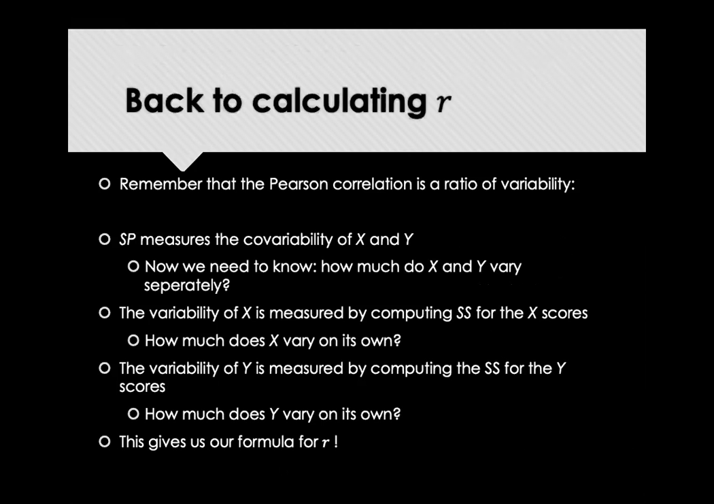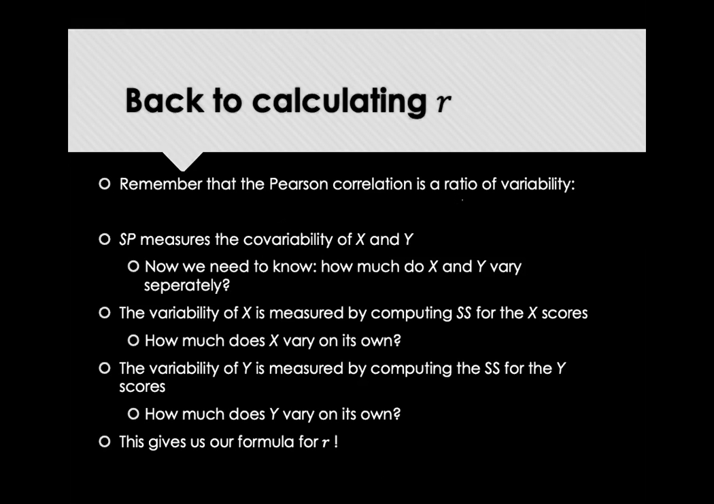So back to calculating R, now that we've talked about sum of products. The Pearson correlation, represented as r for a sample, is a ratio of variability. So let's pause and say that again. The Pearson correlation is a ratio of variability. So we're going to have one thing divided by another to get a ratio. The sum of products measures the covariability of X and Y. So how do they vary together?